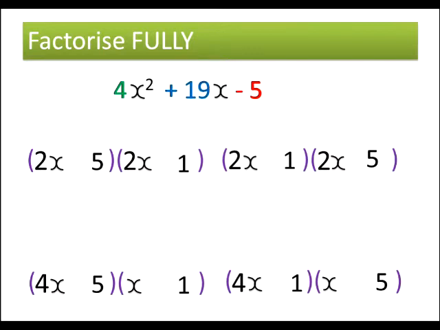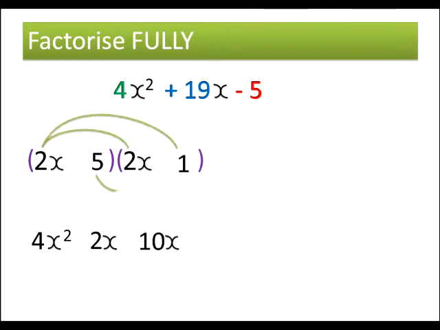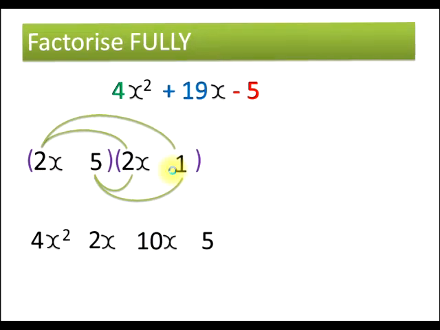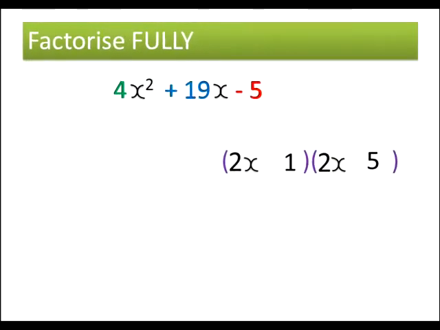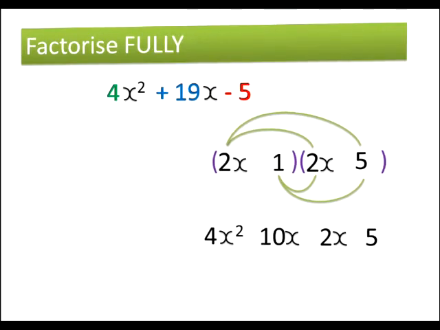Let's start with the one on the top left, which is this one. So 4x squared, 2x, 10x, and 5. Can I make a 19x? No. So I know this isn't the combination, so I can move on. Let's try the next one, the top right one. So we've got 4x squared, 10x, and 2x again. I cannot make the 19x, so I know it's not that one.